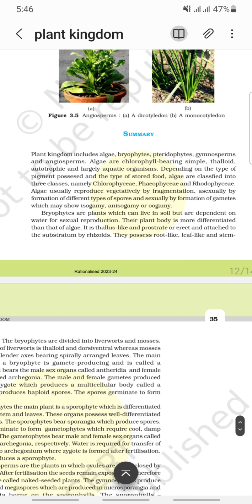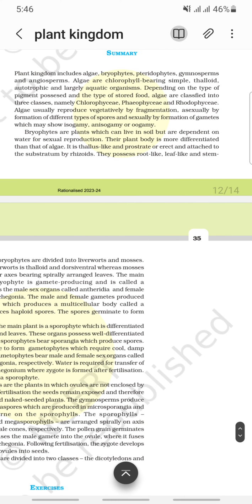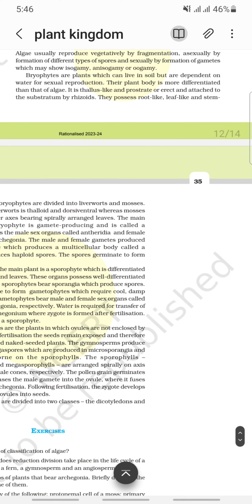Summary: The plant kingdom includes algae, bryophytes, pteridophytes, gymnosperms, and angiosperms. Algae are chlorophyll-bearing, simple, thalloid, autotrophic, and largely aquatic organisms. Depending on the type of pigment possessed and the type of stored food, algae are classified into three classes, namely Chlorophyceae, Phaeophyceae, and Rhodophyceae. Algae usually reproduce vegetatively by fragmentation, asexually by formation of different types of spores, and sexually by formation of gametes which may show isogamy, anisogamy, or oogamy.